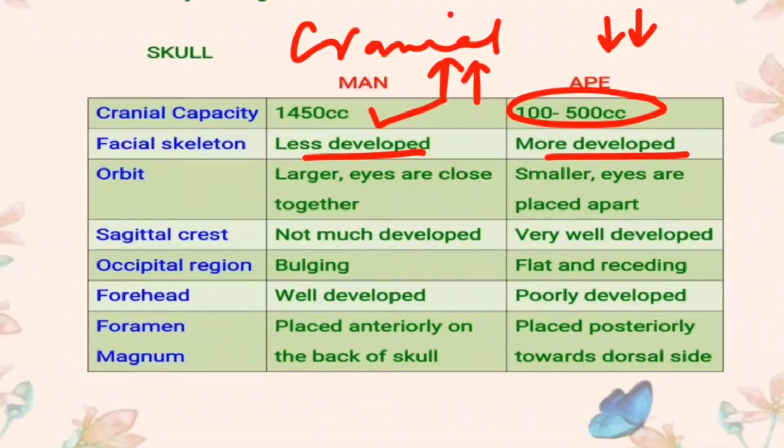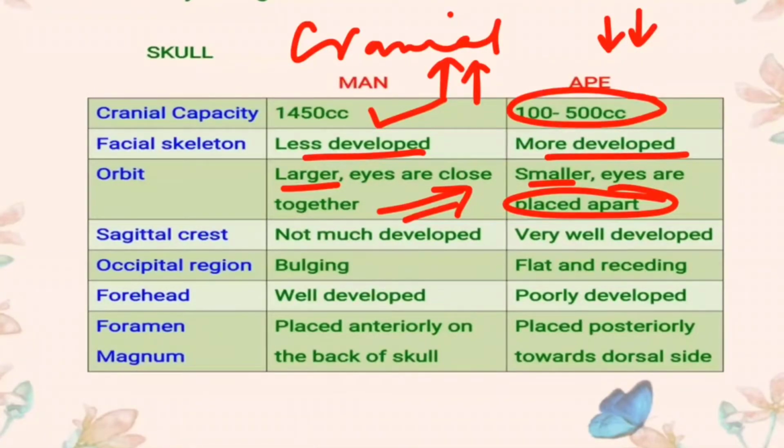Coming towards the orbits, in a man they are smaller in size, and that is why the eyes are closer to each other. And the orbits in the ape are larger, that is why the eyes are placed apart. Now coming to the sagittal crest. In the case of man, the sagittal crest is not very much developed.